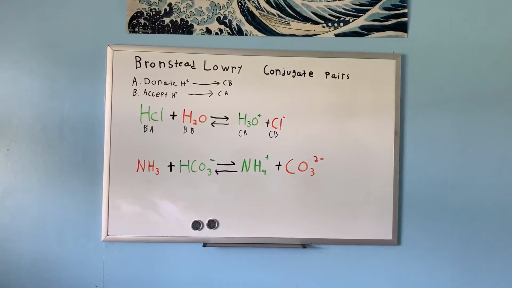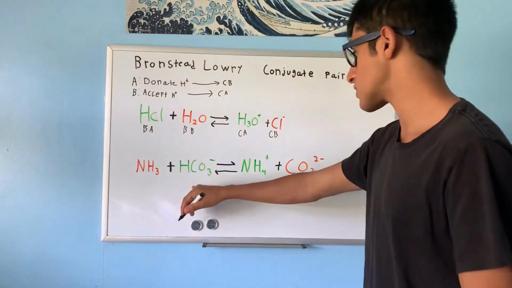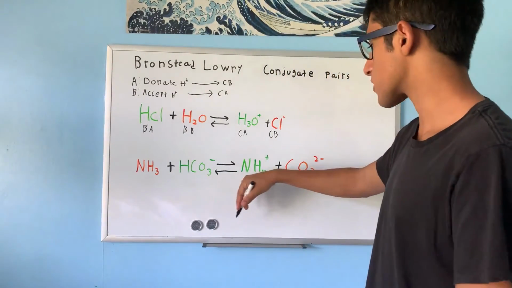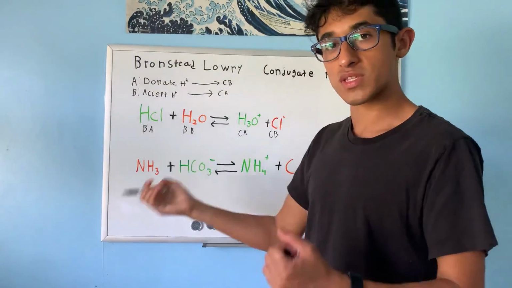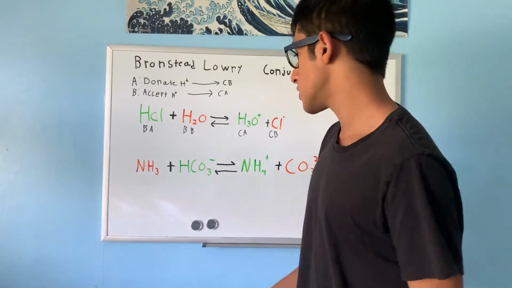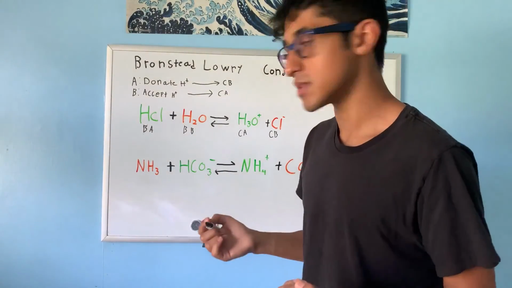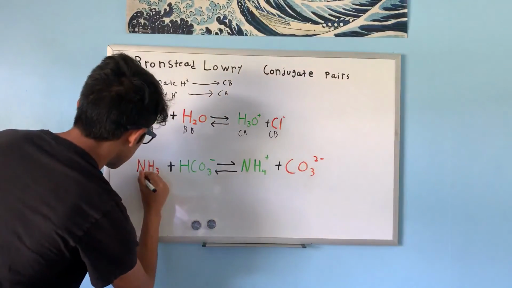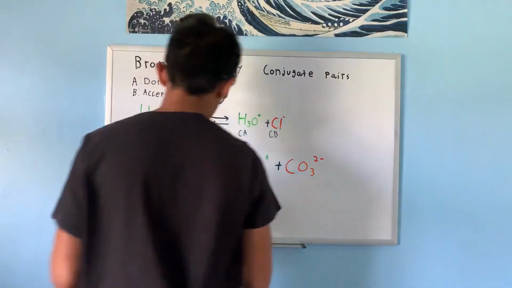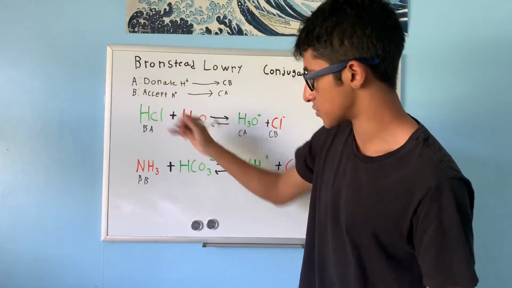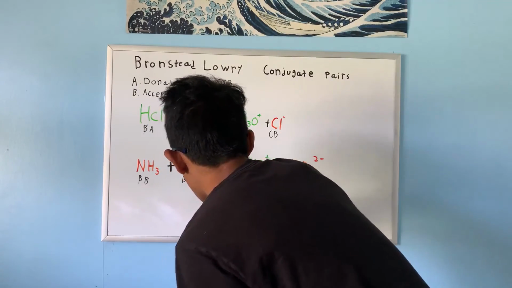Let's try this again on another example. Here we have NH3 plus HCO3 minus is in dynamic equilibrium with NH4 plus and CO3 2 minus. So let's see who donates and who accepts a hydrogen. So here we see that NH3 becomes NH4 plus. This means it accepts a hydrogen. So as a result, it becomes the Bronsted-Lowry base because it is accepting a hydrogen. HCO3 minus donates its hydrogen, so we can say that this is the Bronsted-Lowry acid.